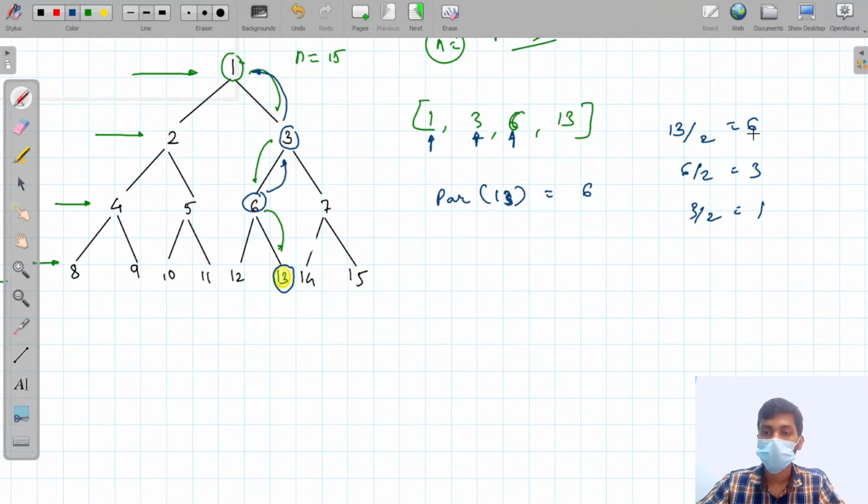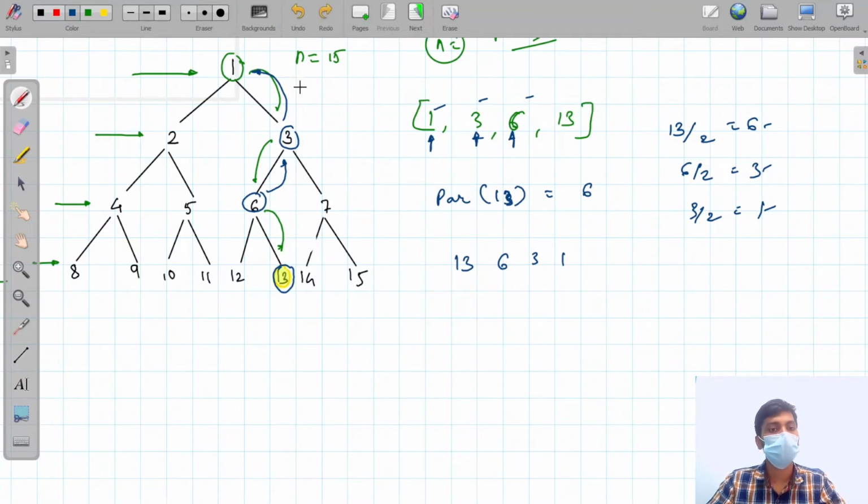So if you observe carefully, 1, 3, 6 are included in our answer. But that is going to come like what? First 13, then 6, then 3, then 1, which means I am trying to jump to the parent, that is 13's parent, that is going to be 6, then 6's parent, that is going to be 3, right?